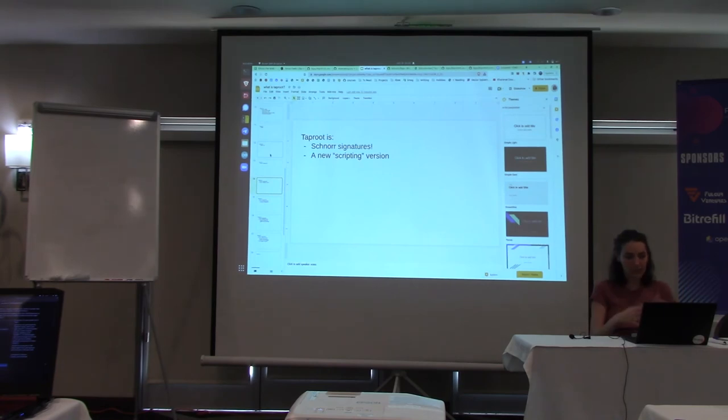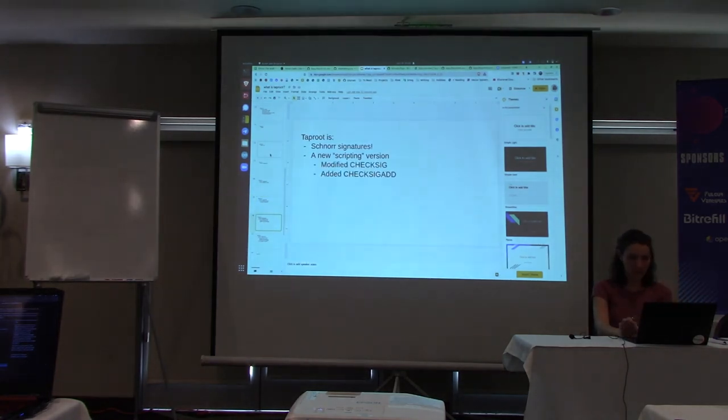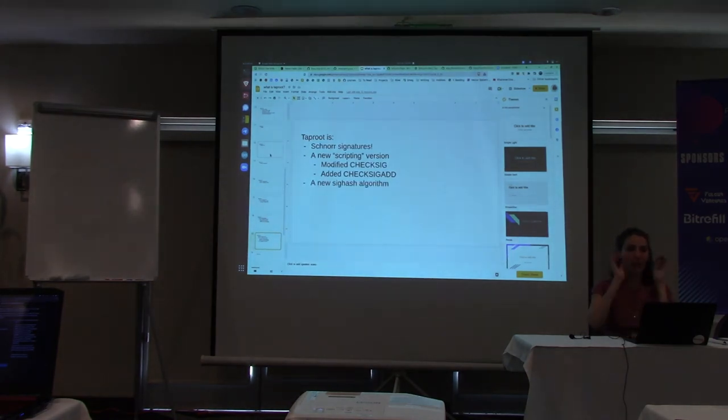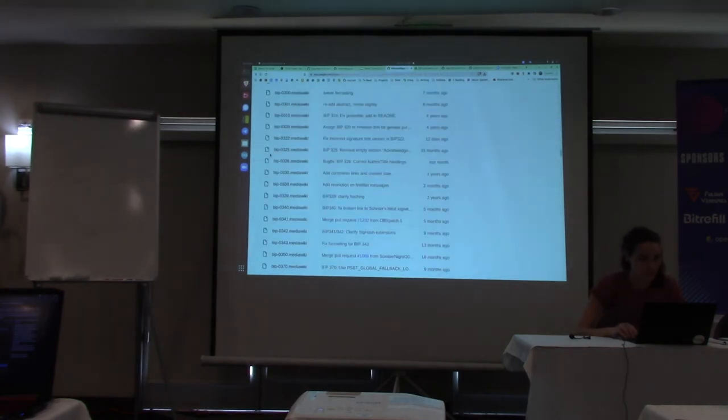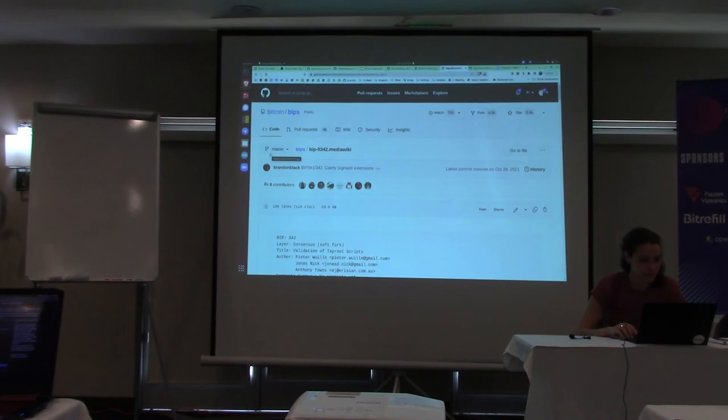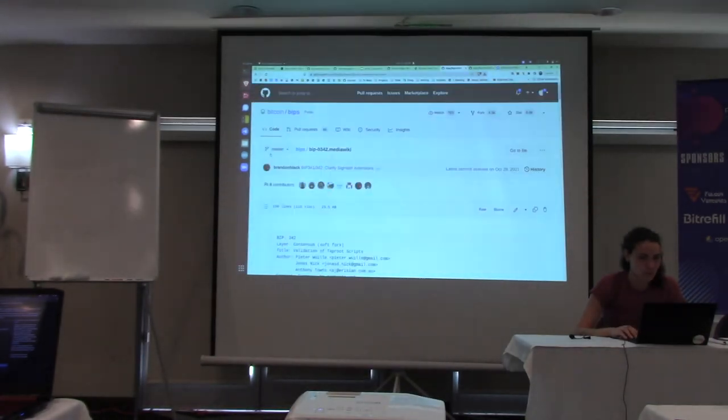It introduces the new scripting things that we went through, like modified OP_CHECKSIG. It added CHECKSIGADD, which is cool. It added something called a new sighash algorithm. This is sort of arcane Bitcoin knowledge. This is supposed to be the intro, so we didn't even get to the fun stuff.